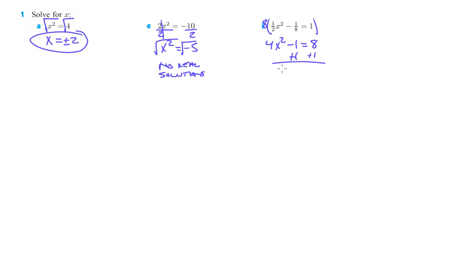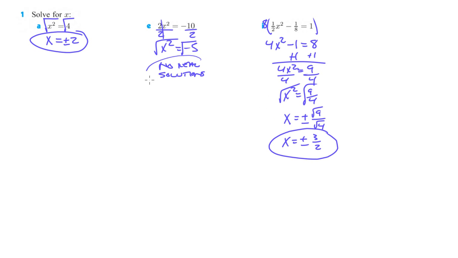Add 1 to both sides, 4x squared equals 9. Divide both sides by 4, and we get x squared equals 9/4. And then we want to square root both sides, which gives us x over here. Square rooting is going to make this plus or minus, and we can simplify this to be square root of 9 over the square root of 4. So x equals plus or minus, square root of 9 is 3, square root of 4 is 2, so it's plus or minus 3 halves.